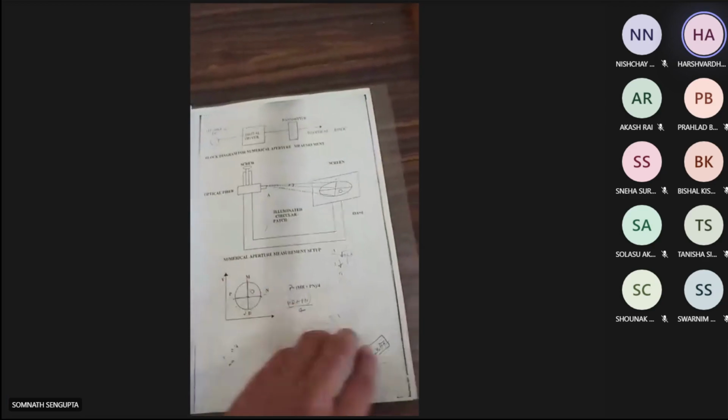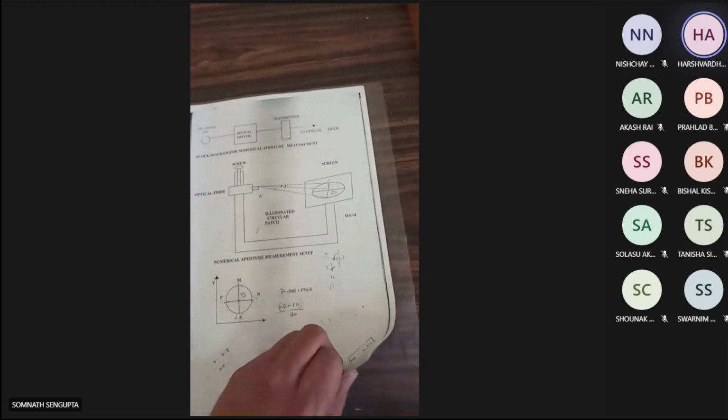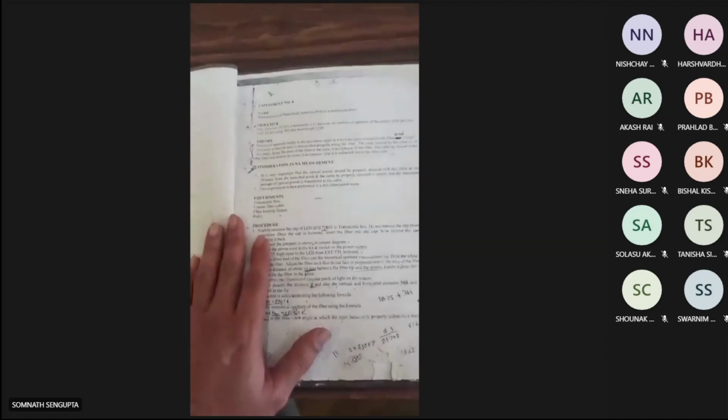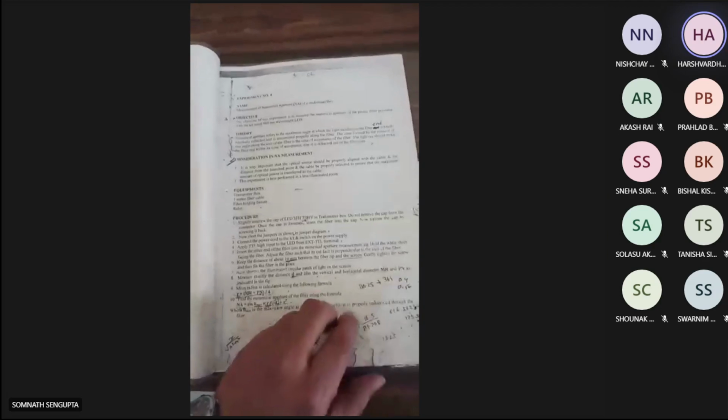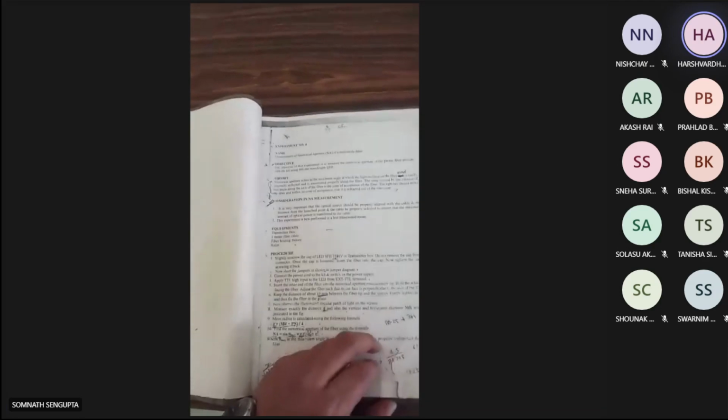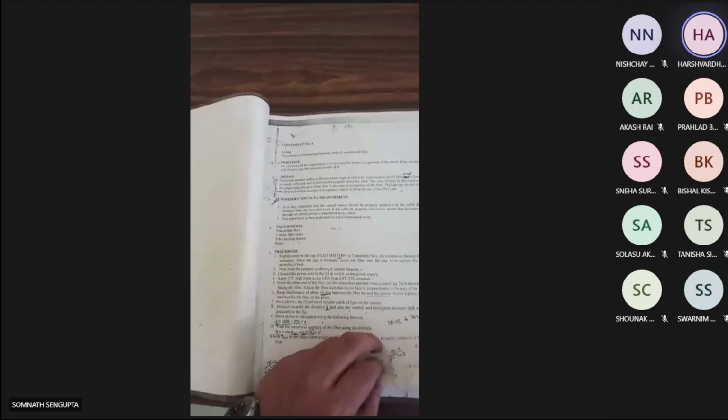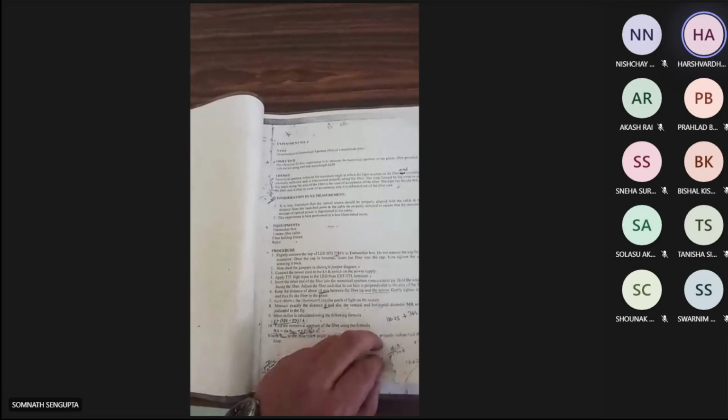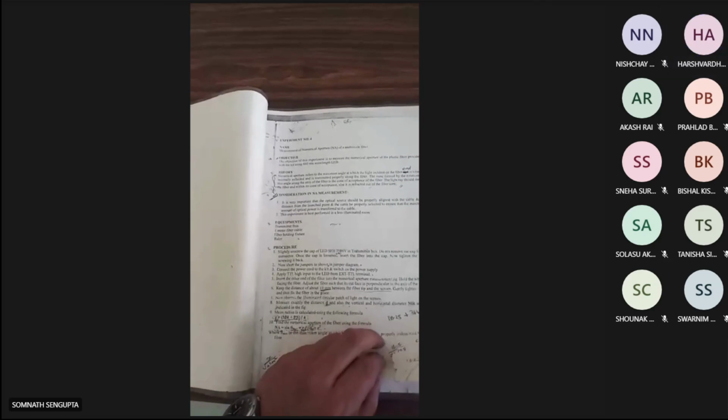What is the formula for numerical aperture? Sir, under root n1 square minus n2 square, where n1 is the refractive index of the core and n2 is of cladding. And in terms of acceptance angle, Sir, it is n into sine theta max, where theta max is the acceptance angle and n is the refractive index of the medium from where the light is entering.